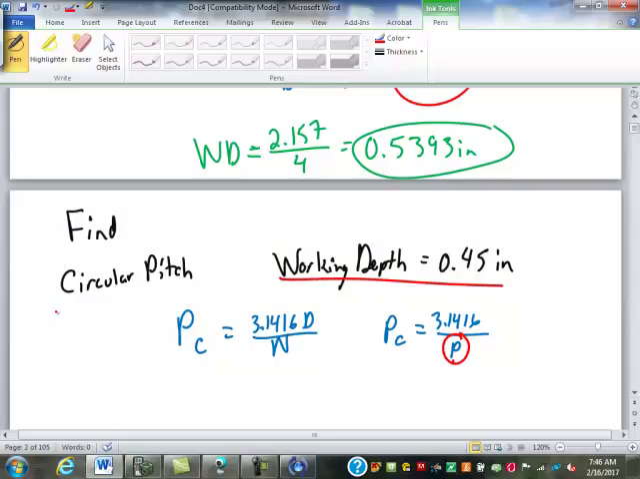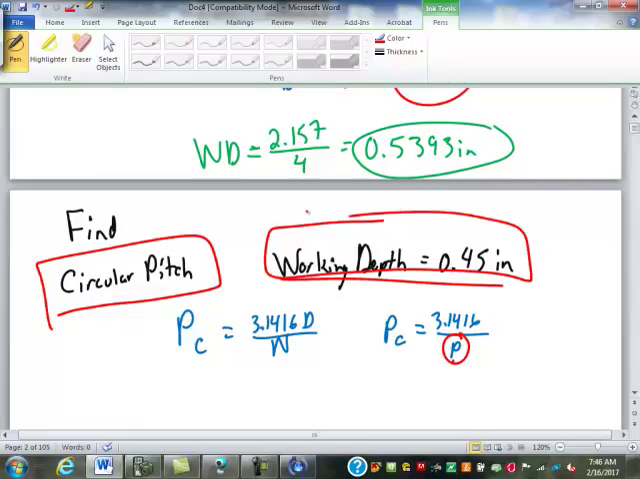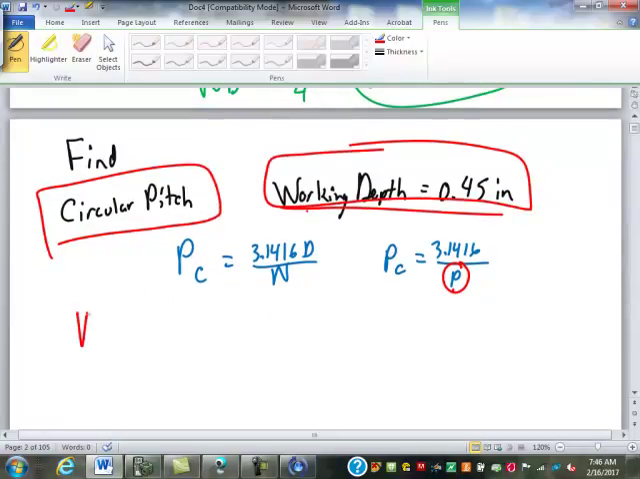Rather than looking up the formula for what we're trying to find, let's look up the formula for what we're given. Let's look up the formula for working depth. So on page 248, we've got working depth, that's W sub D. Working depth is 0.157 over the pitch. Well, we're looking for the circular pitch, not the regular pitch. So that formula doesn't do it.